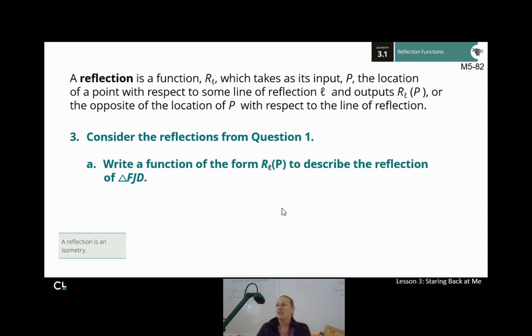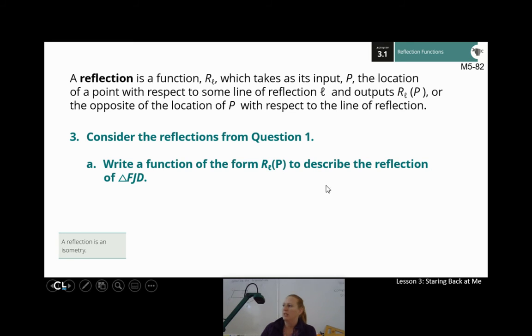So we can write reflections as functions. We use a capital R for reflection. And then this little lowercase subscript, that's our line. And of course, we have an input P of some kind, the location of a point with respect to some line of reflection L. And the output is the opposite location of P with respect to the line of reflection.